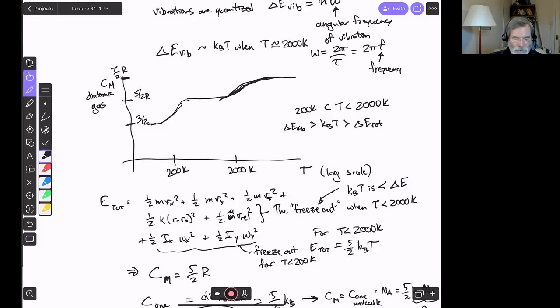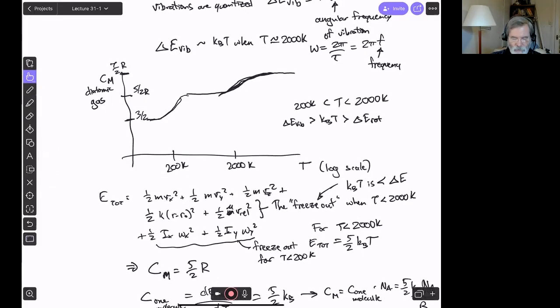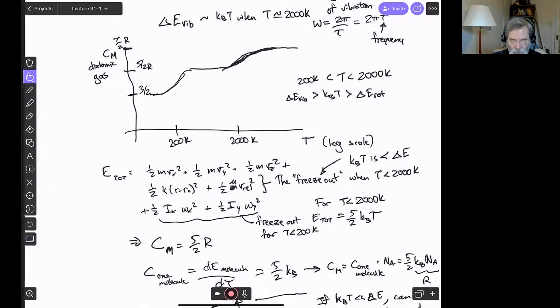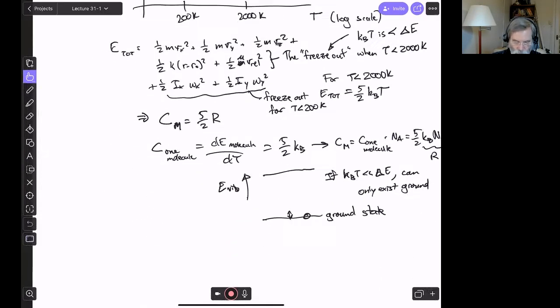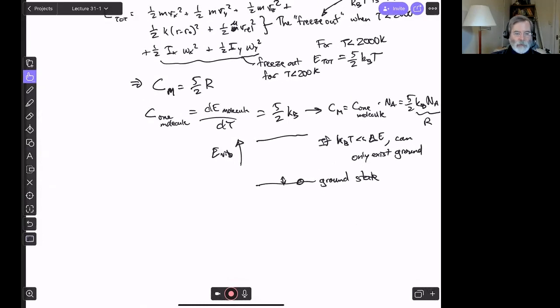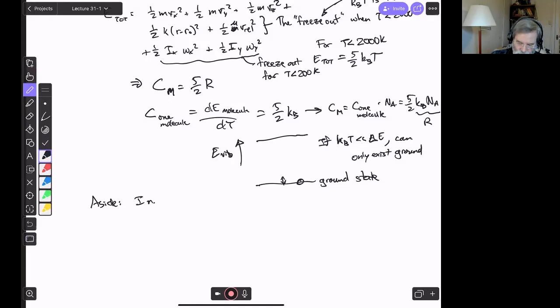So you might ask, why do we care about these vibrational levels when the temperature is so high? You know, I don't care about temperatures of 2000 Kelvin. There are two reasons. One is that there are places where the temperature might reach 2000 Kelvin, like in a flame. Another is for infrared spectroscopy. So let's have a short aside for infrared spectroscopy.